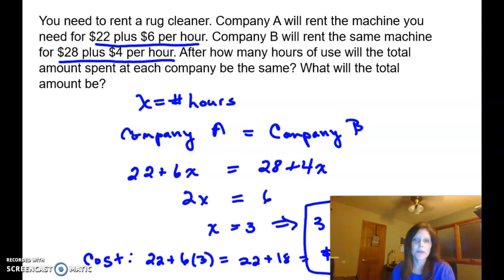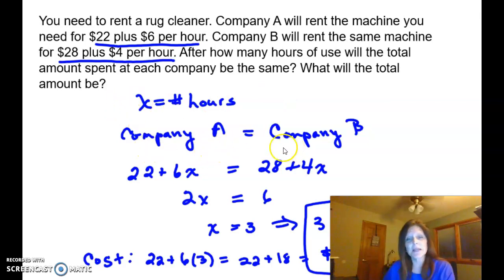Initially, it seems like company A is absolutely the best place to go, but if we have a big house or a lot of work to do, it might not be the most cost effective. How do we decide where that breaking point is? Well, we set up a linear equation. So the unknown here is the number of hours in which they coincide. And so I'm going to use an X.